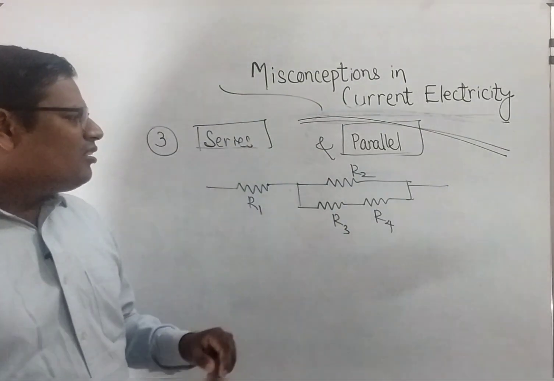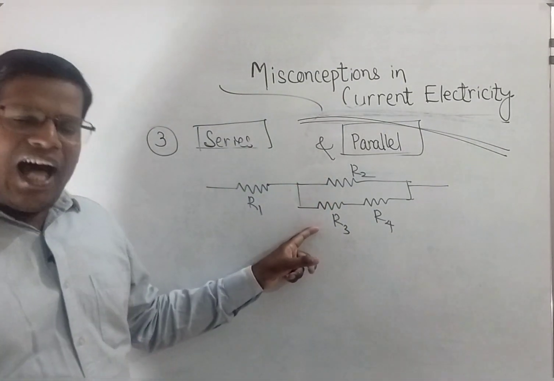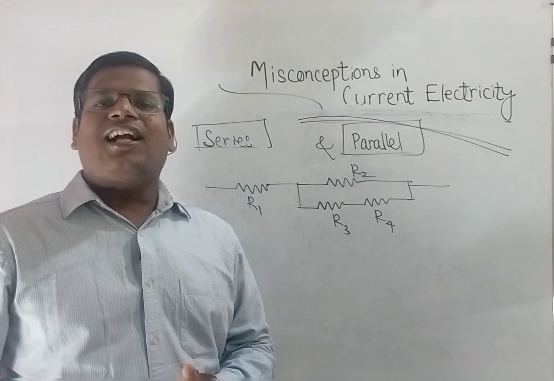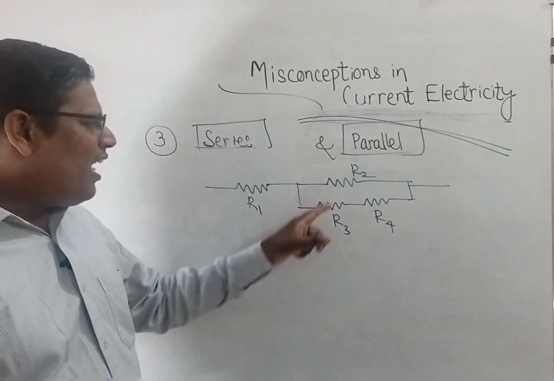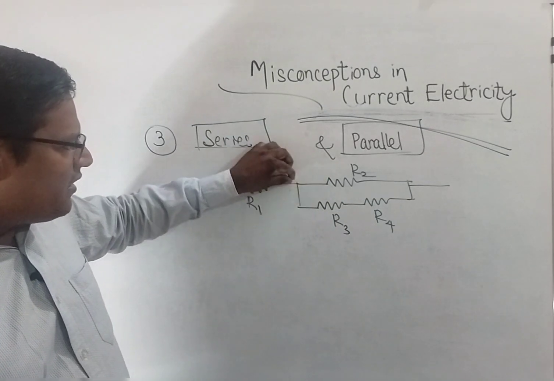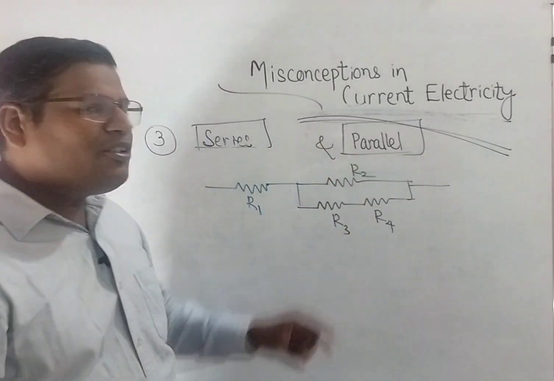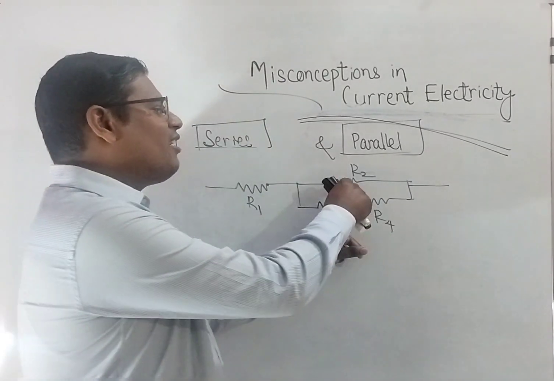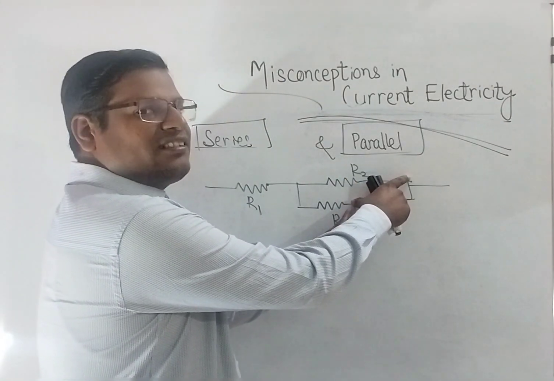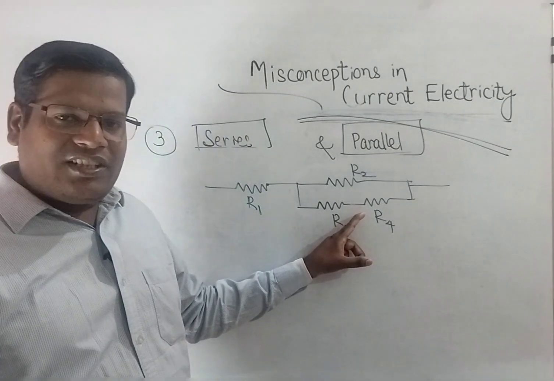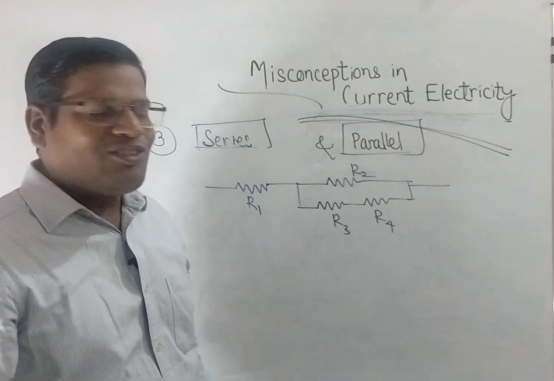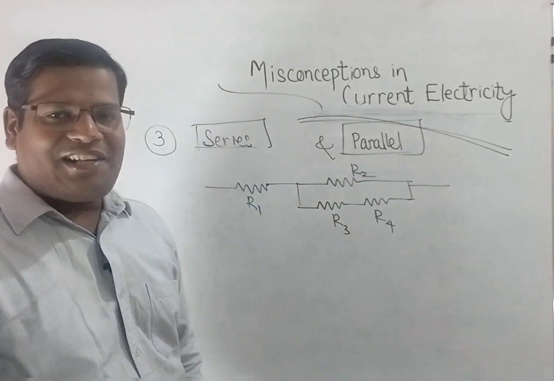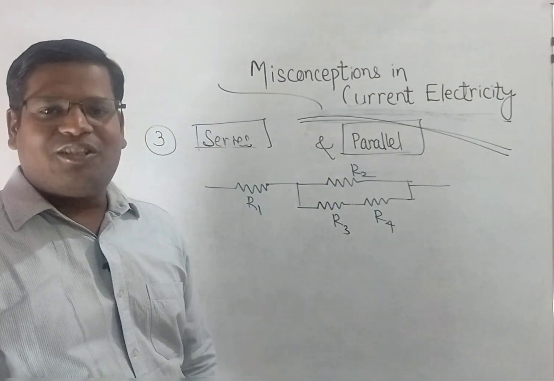Acha, what about R2 and R3? Are they parallel? No, R2 and R3 are not parallel. Because you see, although these two ends are connected to the same point, the other two ends are not connected to the same point. The other end of R3 is here, the other end of R2 is here. They are not connected. Here there is R4. So this is another temptation to say R2 and R3 are in parallel. R2 and R3 are not in parallel.